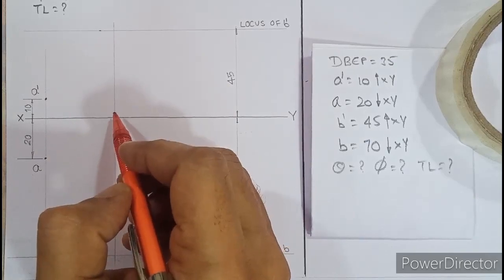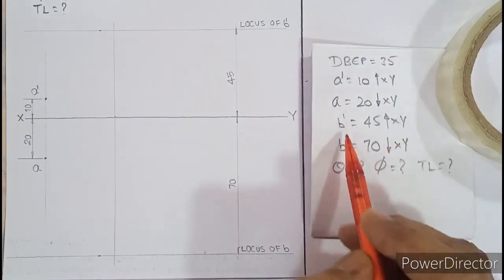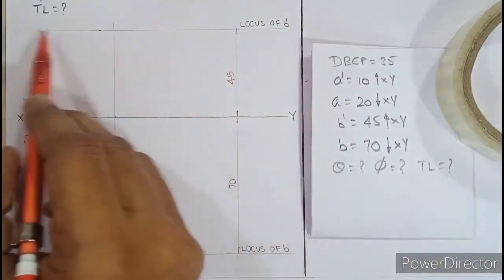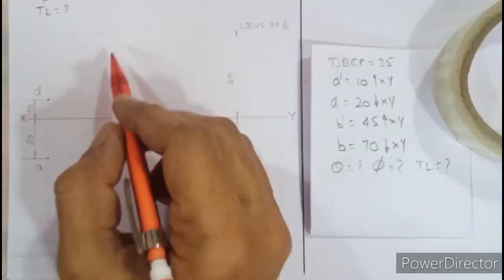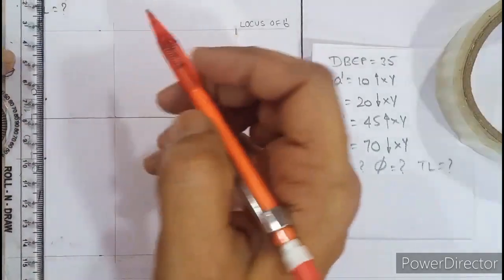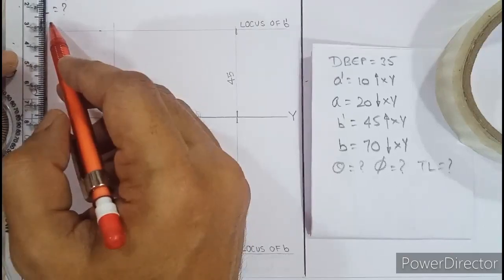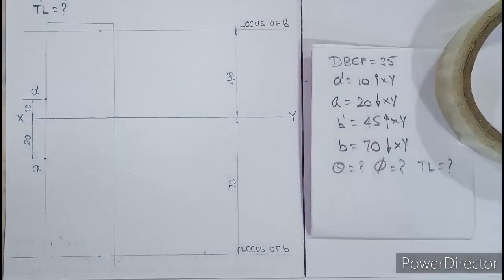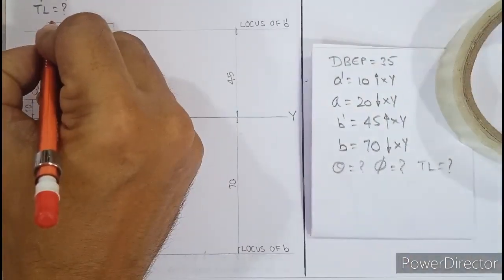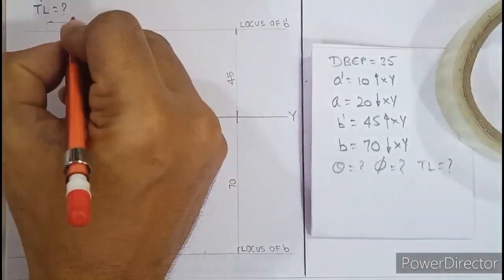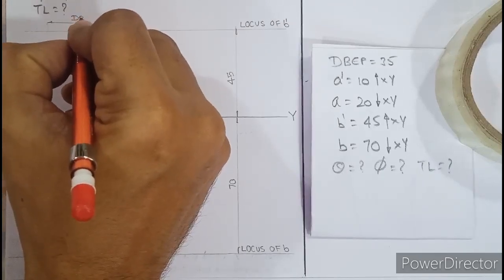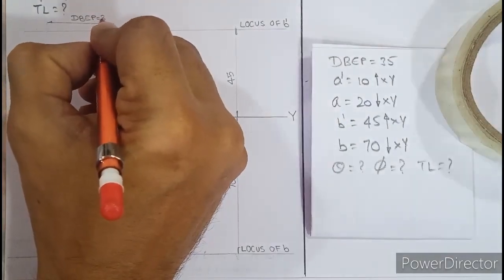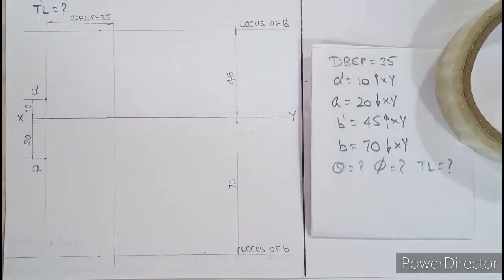Where should B dash lie? In the question they have mentioned that B dash is above XY. So we know that B dash will lie somewhere on this locus and at the intersection of this DBP. Before we mark B dash, one important dimension we need to give. All linear dimensions you have to show. Linear means straight line dimensions. So here we need to show one dimension. We can draw the dimension over here and write DBP like this, equal to 35. So this is the way to show DBP. Write DBP equal to 35.